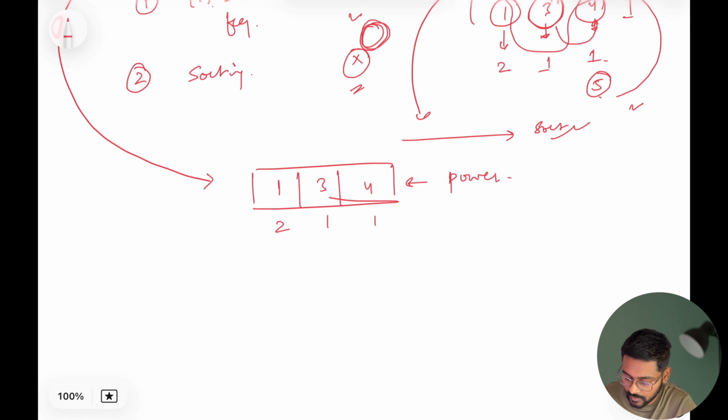Power array, or you can say this power array is having damages. So these are the damages, and I have captured the frequency. So this is frequency and this is the damage. If I am including this damage, I cannot include +1, +2, -1, -2.